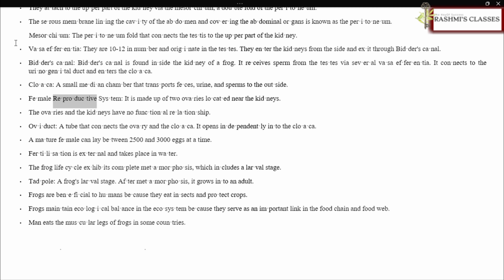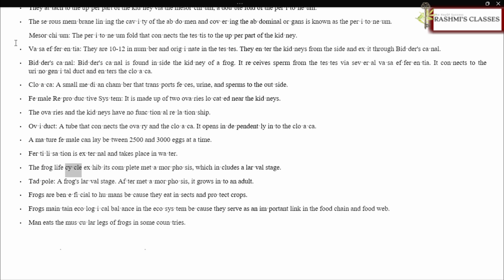Female reproductive system. It is made up of 2 ovaries located near the kidneys. The ovaries and the kidneys have no functional relationship. Oviduct, a tube that connects the ovary and the cloaca. It opens independently into the cloaca. A mature female can lay between 2,500 and 3,000 eggs at a time. Fertilization is external and takes place in water.